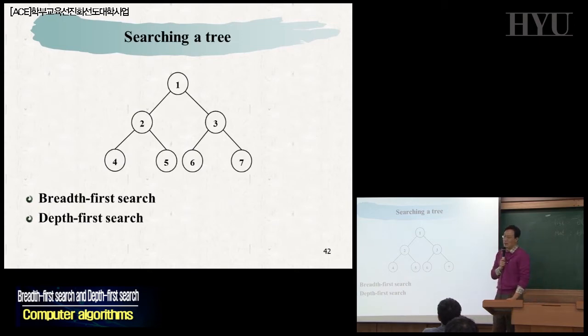Let's start with a simple example. A tree. This is a tree. We are going to search this tree from this vertex. And first, let's search using the BFS. What is the order of visit if we use the breadth first search?